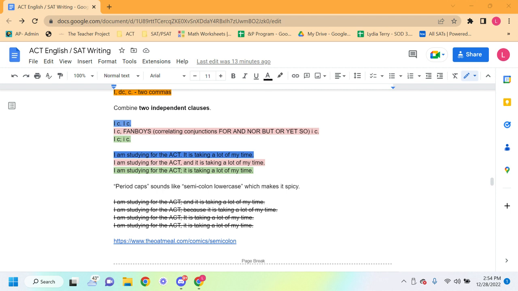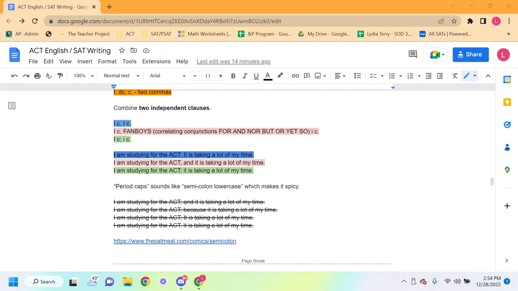I'm studying for the ACT, semicolon, and. You're never going to use a semicolon with a conjunction of any type. So you're not going to use it with a coordinating conjunction like and, and you're not going to use it like the second example with because, that's a subordinating conjunction. No conjunctions, subordinating or coordinating, okay? So I'm studying for the ACT, semicolon, because it has taken a lot of my time is also wrong.